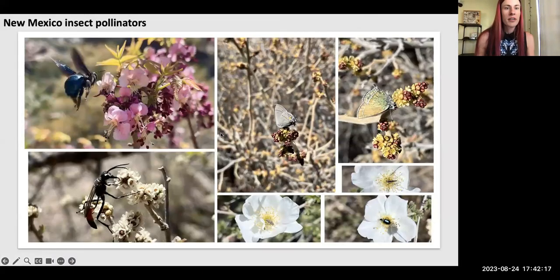And New Mexico has a lot of native pollinators. Here are just some examples of things that I've seen when I've gone out on hikes or done field work, like butterflies, flies, beetles, bees, wasps, all kinds of critters.